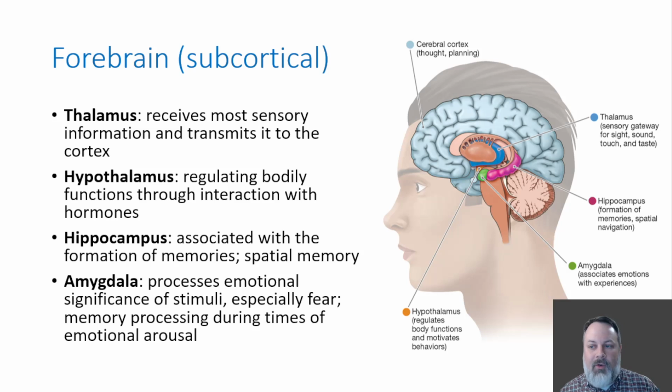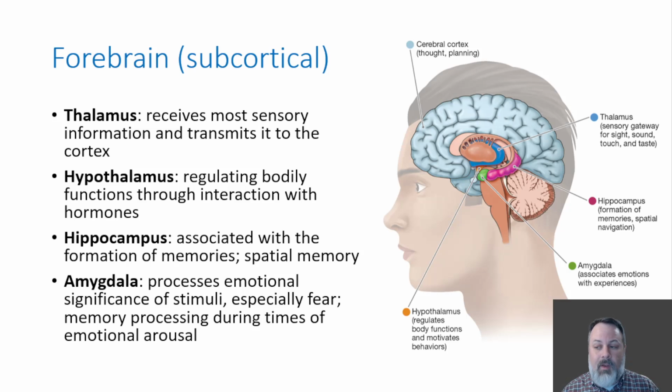So one of these areas is the thalamus. The thalamus is really important because almost all your sensory information first comes into the thalamus, where it is then sent to other parts of the brain in order to make sense of that sensory information.